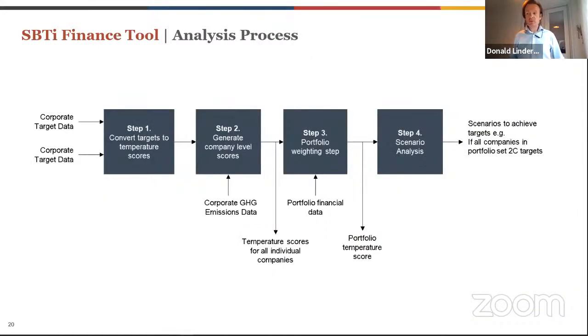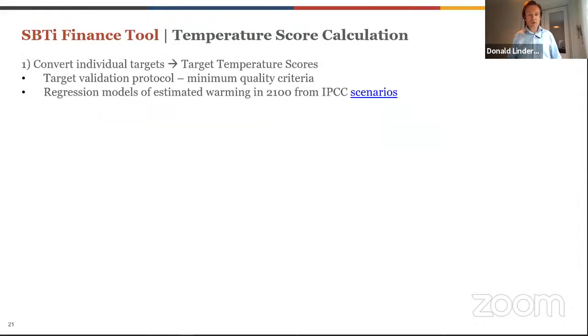So the analysis process that we go through here is a 4-step process. We convert a target, convert the ambition to a score, and we generate a company level score, and then we aggregate that on a portfolio level, and then we can do some scenario analysis on those. So the conversion, and Owen is going to go into this in more detail later, so I'm just going to give you sort of the headlines for this.